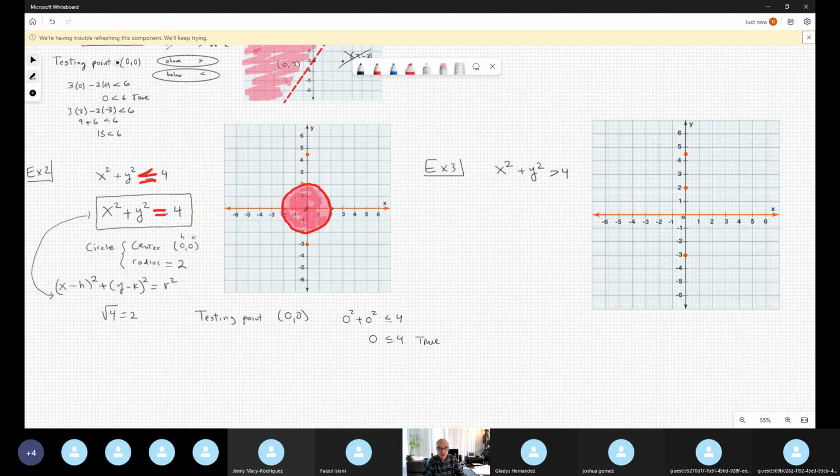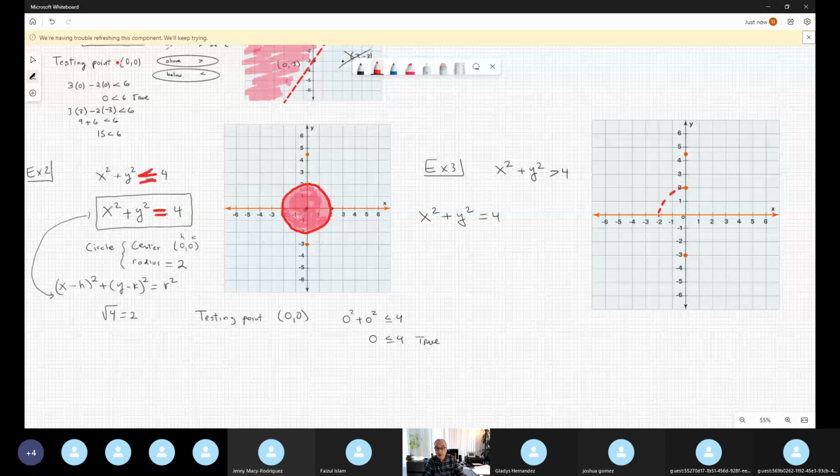So the related equation is the same. It's a circle, but now this circle is dotted line. Something like that. And what part I shape? I shape inside or outside? The challenge is inside or outside.